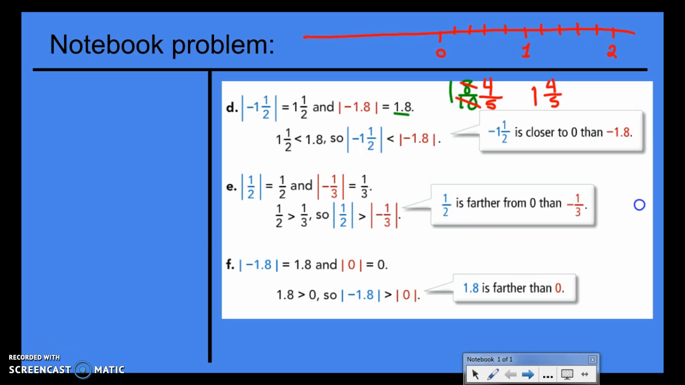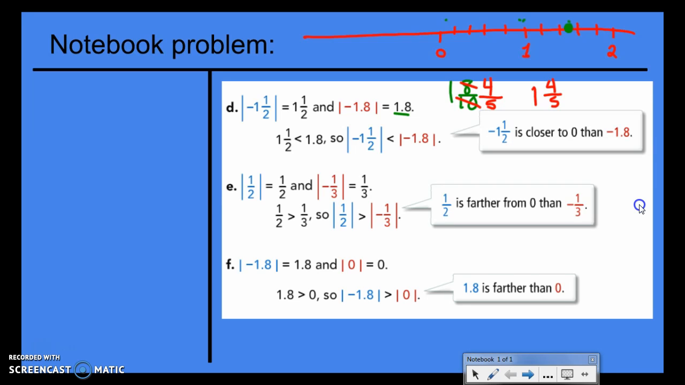Okay? So if I plot 1 1/2, I would go past the 1. Change my color. I would go past the 1, and then I would go halfway to 2. Well, halfway for this, since it has 5 spaces, is going to be between 2 points. Alright? So 1 1/2 is about right there.